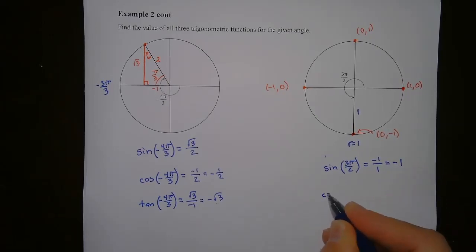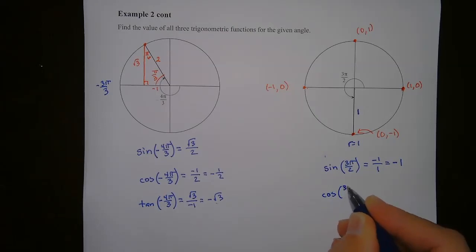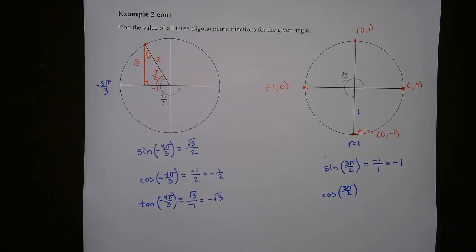And then cosine of angle 3 pi over 2. Again, you have to go to the definition of cosine and sine for x's and y's and r's, okay? So cosine of 3 pi over 2 is your x over your r.